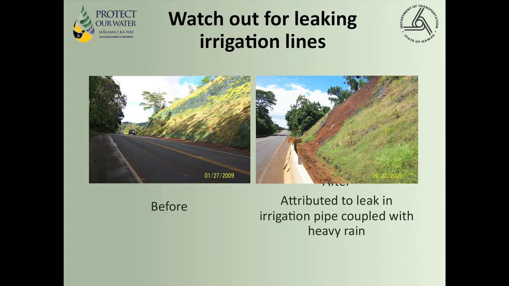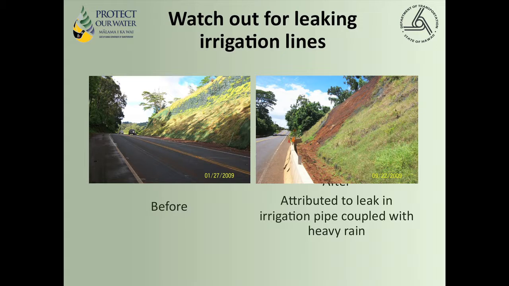I mentioned watching for irrigation line leakage. Most of the time we put irrigation lines or the trunk line across the top of the slope. You need to periodically check to make sure it's not leaking. You cannot see the top of this slope. It's up here somewhere. And that's where the irrigation lines were, and they were leaking. They did not realize they were leaking.